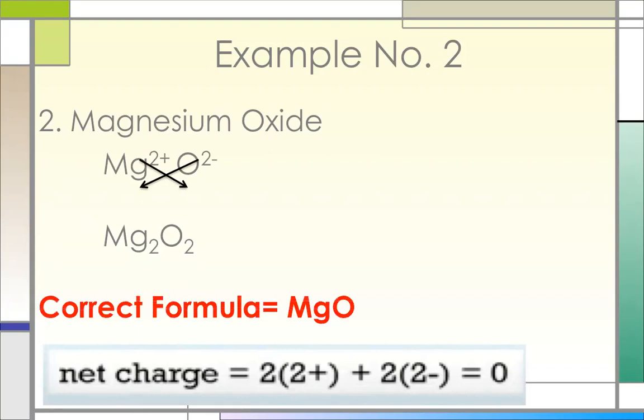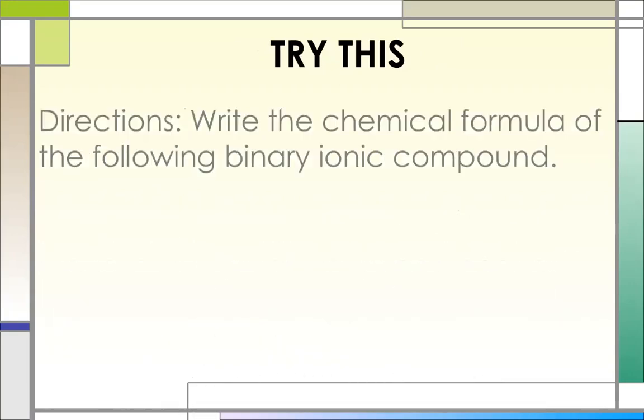The correct formula is MgO because you have to reduce the number of atoms into the lowest term. So you can make it a 1:1 ratio. Okay? Let's just try the following compounds.